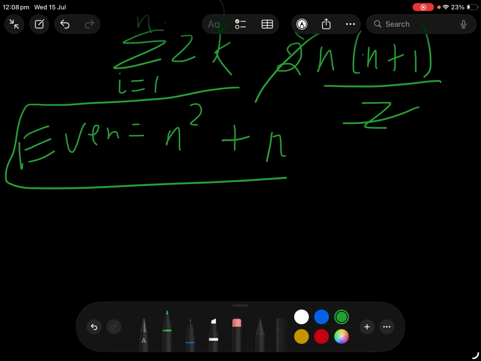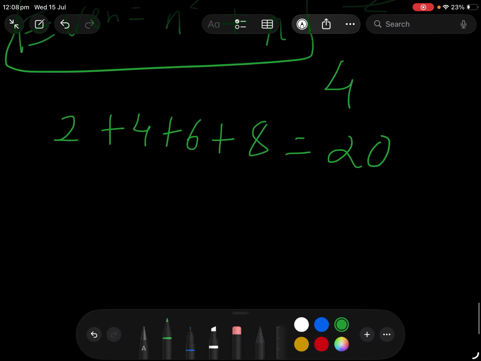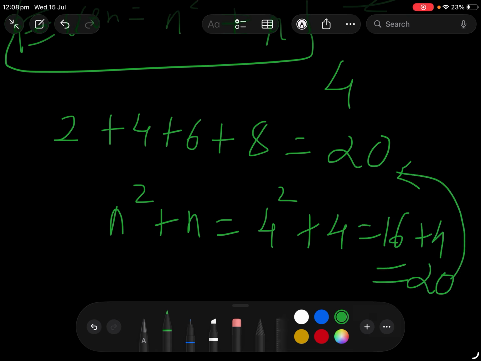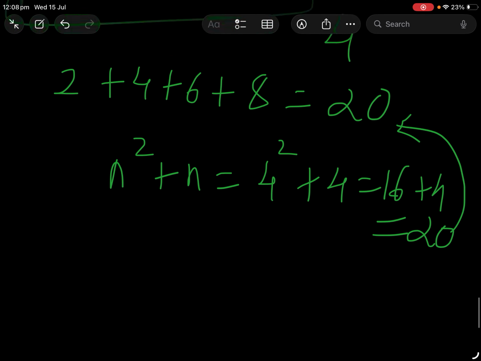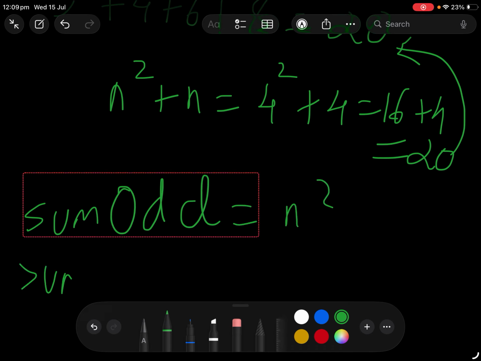Let's check if it is correct or not. What is the sum of the first 4 even numbers? It will be 2 plus 4 plus 6 plus 8, which is 20. Let's check if it is 20 or not. n square plus n: 4 square plus 4 is 16 plus 4, and it is 20. So we directly got the answer using the formula. Now we can directly calculate sum odd using n square and sum even using n square plus n.